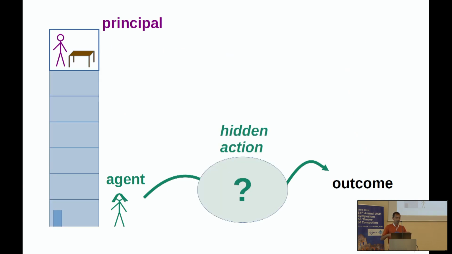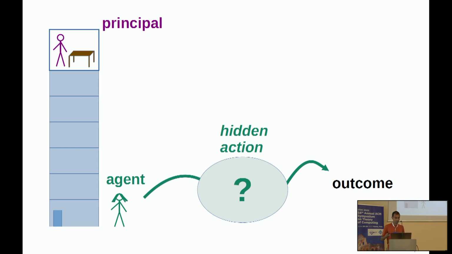But the principal, he's sitting up in his office, and he can't observe what's happening, or the details at least of what's happening in this agent's action. So of course the general research problem here is to understand how can we help this poor fellow extract a lot of value from the lazy proletariat down there who's acting.